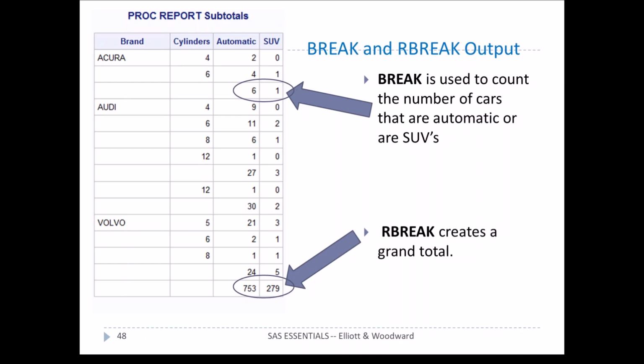So that's done with the BREAK option, which is used to count the number of cars. And then the RBREAK creates the grand total. Down at the very bottom, we see the RBREAK. What that created is the grand total of automatics and SUVs. So there's 753 and 279.